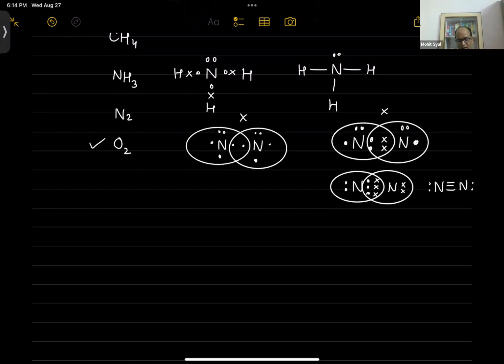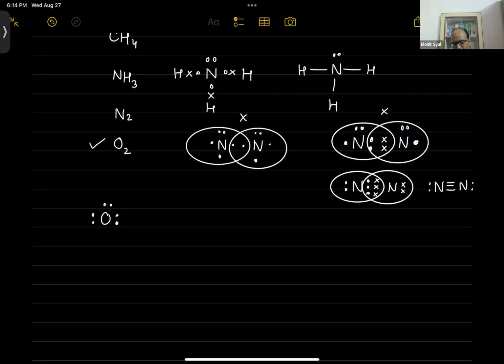So oxygen, let's start. Oxygen atomic number is 8. 2 belong to the K shell and 6 electrons to the outer shell. So I need 2 more, so I need 2 of its electrons to get shared with 2 electrons of the other atom. Got it? Yes, sir. If I need 2 more, I need to share 2 electrons. In nitrogen, I needed 3 more electrons, so I shared 3 electrons.